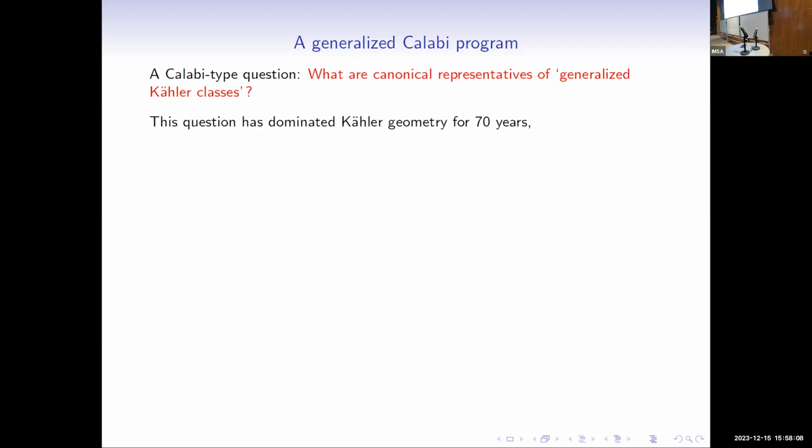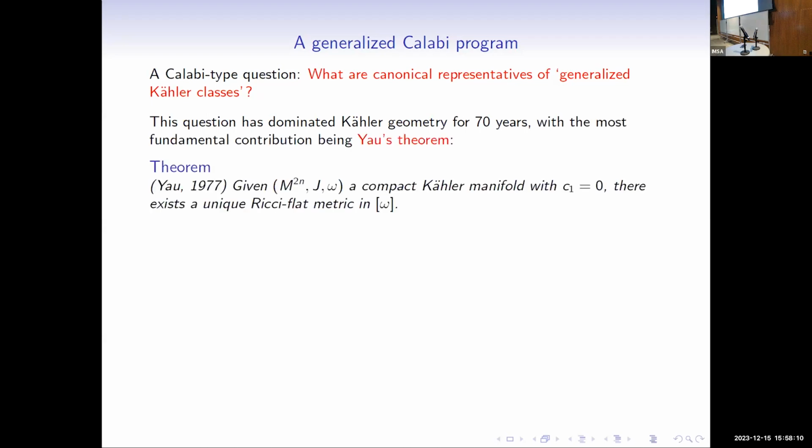Of course, this question has been essentially the dominant theme of Kähler geometry for at least 70 years, with the most fundamental key point being Yau's theorem, which I state here. If you have a compact Kähler manifold with vanishing first Chern class, there's a unique Ricci-flat metric in that class. To set the stage, let me just recall the rudimentary aspects of Yau's theorem that make it work. You start with a global partial-bar lemma. The point is you can understand metrics in the same Kähler class as being related by a Kähler potential in this way.